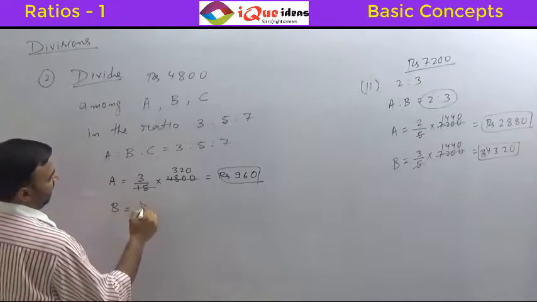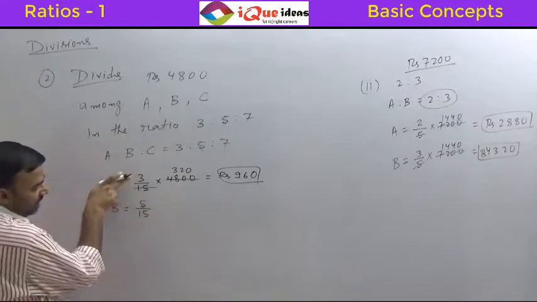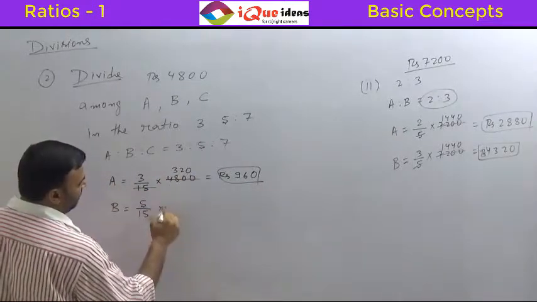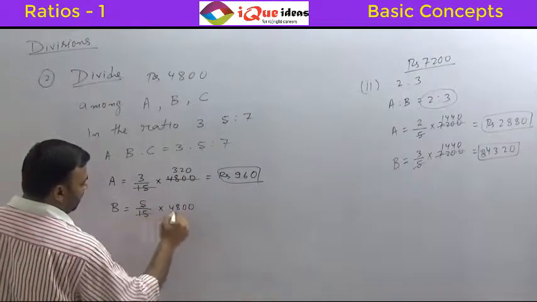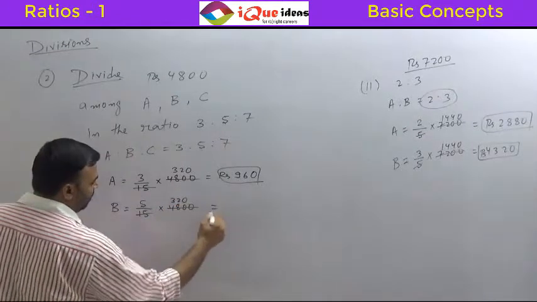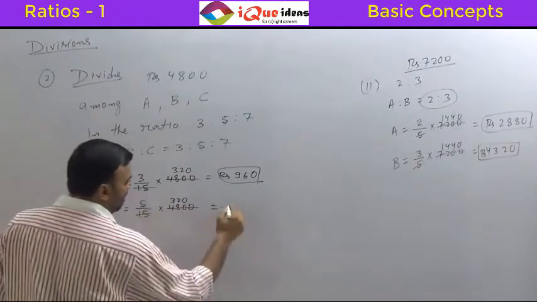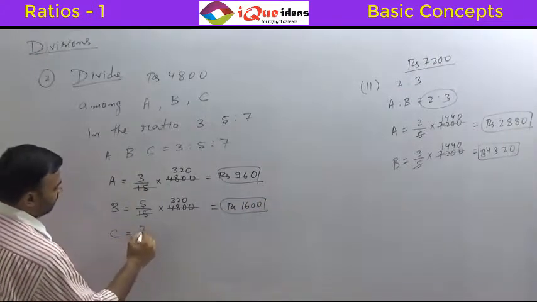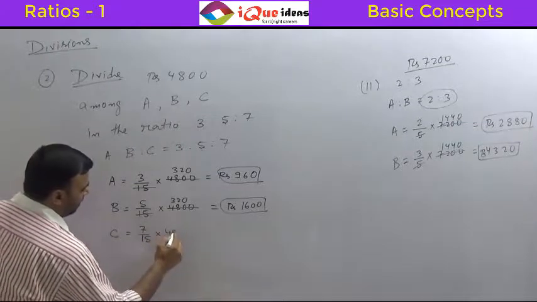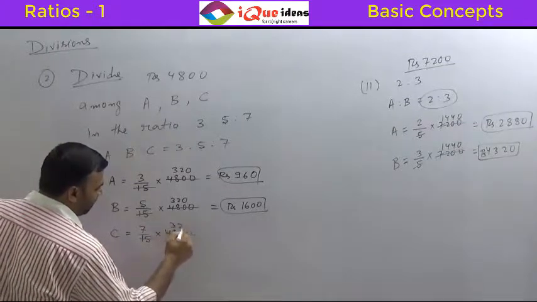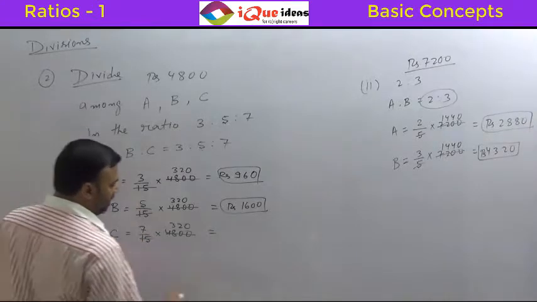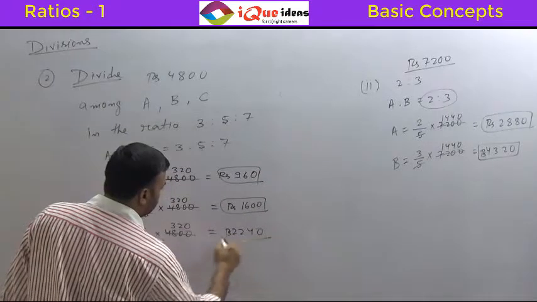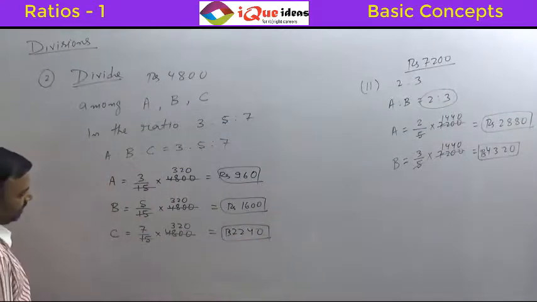Now B would be 5 divided by 15, or you could have also done 5 times 15 and then you could have cancelled. You get the same answer. Now 5 by 15 into 4800. Now that we have already done this once, no need to do any new calculation, continue with that. So 5 into 320, that is 1600 rupees. Then C's share would be 7 by 15 into 4800. Still the same thing because we have already done this calculation once. Now 7 into 320, that will be 2240 rupees.